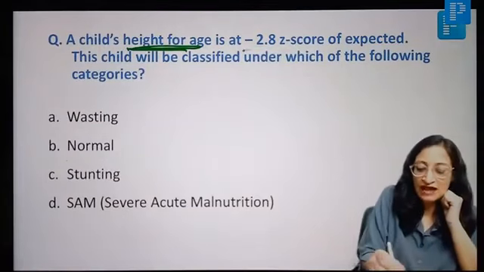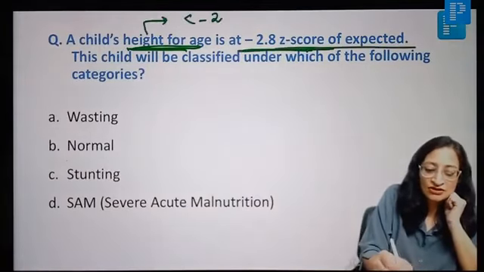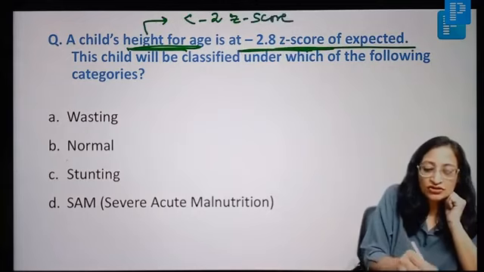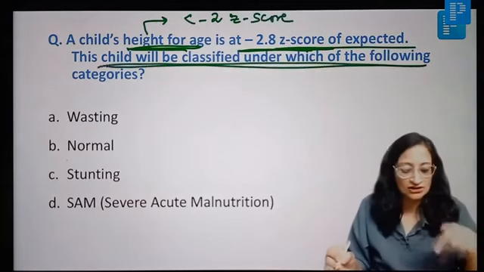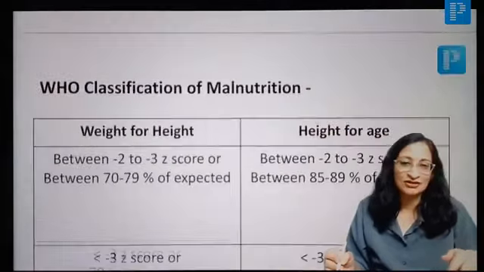Now moving ahead, a child's height for age. So height for age is at minus 2.8 Z score of expected. That means the height for age is how much? Less than minus 2 Z score, right? So this child will be classified under which category? Wasting, normal, stunting, SAM. So before I answer this question, read the question once again.